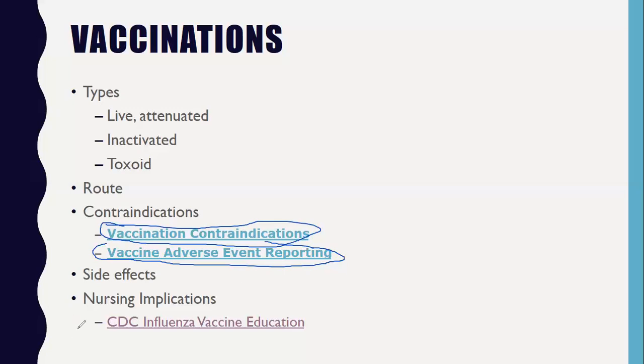And then lastly, here we have the CDC's flu vaccination education. As we said, one of your nursing implications is going to be education, of course. The CDC has information on many types of vaccination, and this is just the example of one. So that's going to wrap up our presentation on immunity.